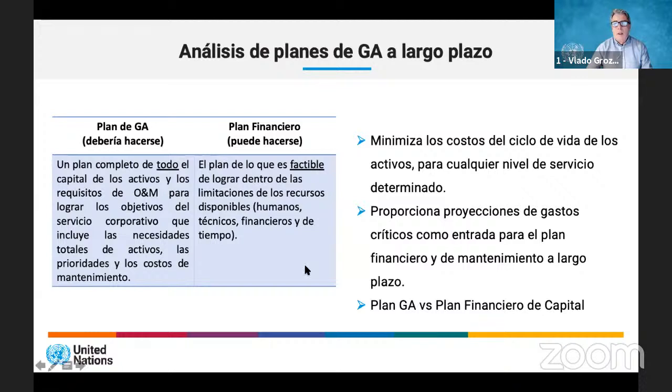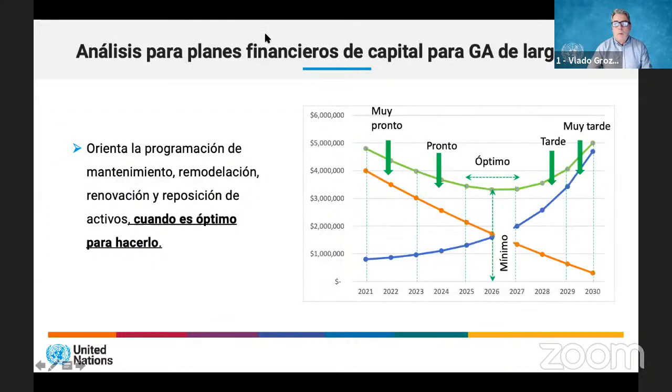Next slide. So when we do asset management capital financial plans, we should ask ourselves, it guides us to scheduling of maintenance, refurbishment, renewal, or replacement. But the major question is, when is it optimal to replace in the future? When we know the current cost of our asset, what will be the optimal level for replacement or renewal of our assets? Which year?